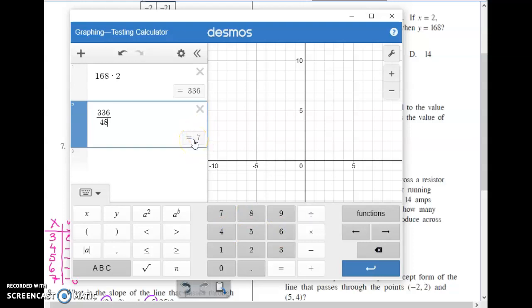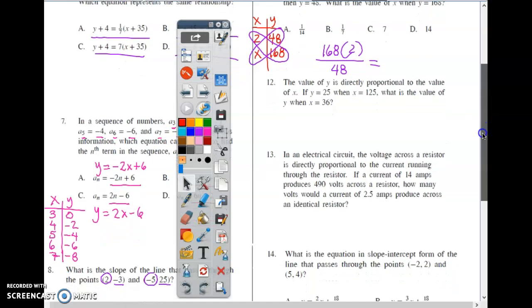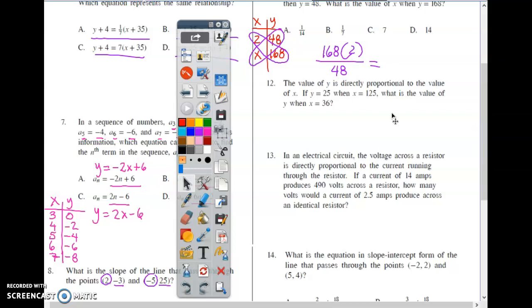Okay, so you guys are going to do the same thing for problem 12. Make the table. Okay, put the numbers in there that they gave you. It says y is 25, x is 125. So 125 is your x, y is 25. And then they want to know the y when x is 36. So x is 36, and this is my y. Cross multiply. Multiply those two. Divide by the other one. Okay?